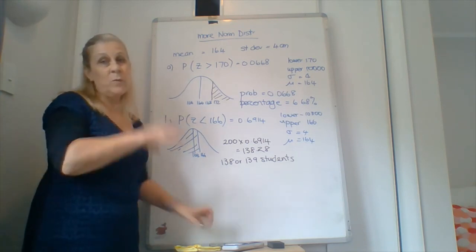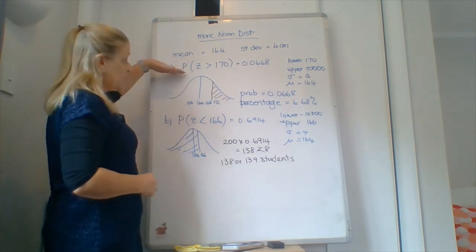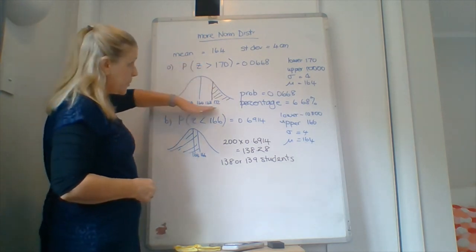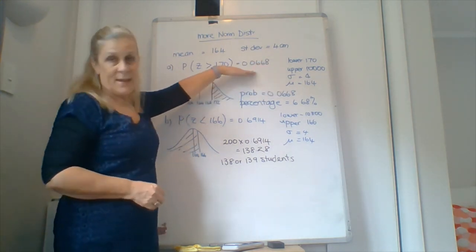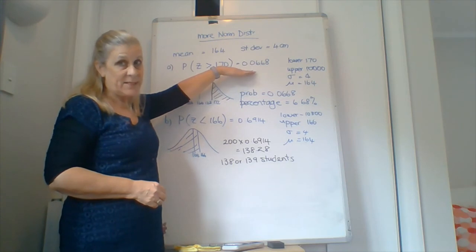So when we're doing this, we look at the question, we change it into a probability, we draw a picture, we write down the 4 things that we're going to put in our calculator, and we write our answer to 4 decimal places.